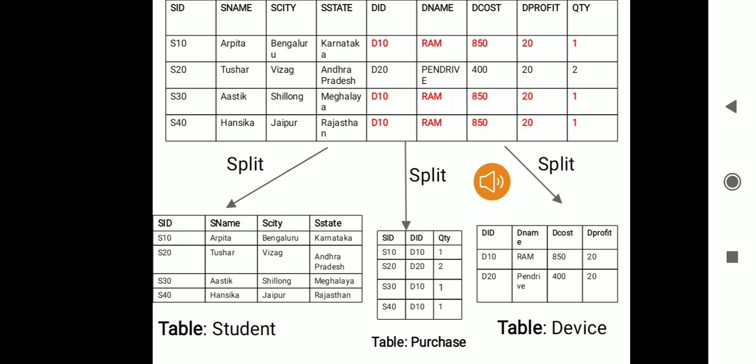Now look at the diagrams in this slide. Just to remove the anomalies in the table student device, I have split the table student device into three different tables. Those are the table student, the table device and the table purchase.